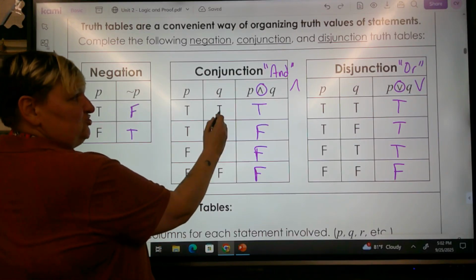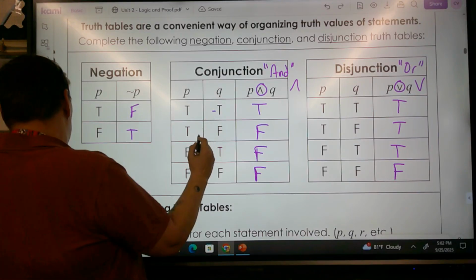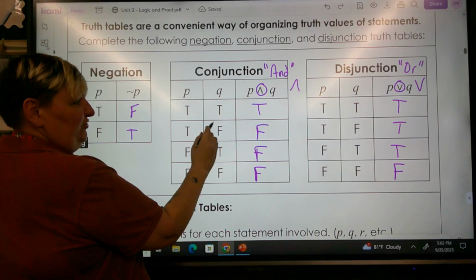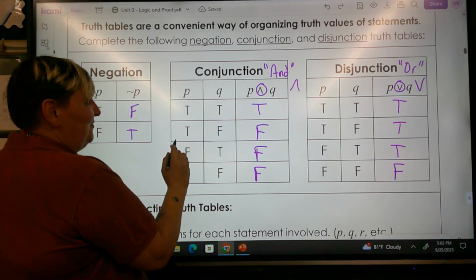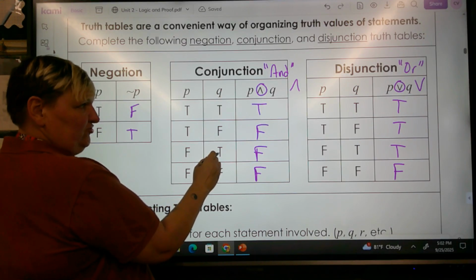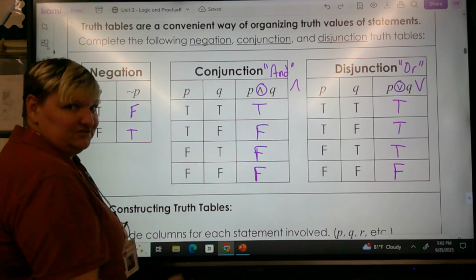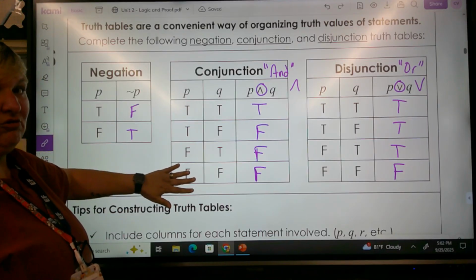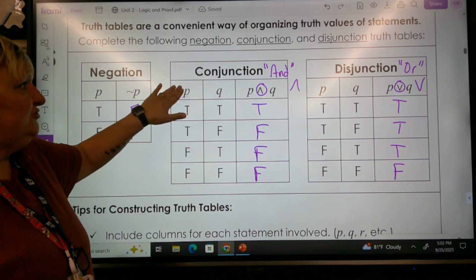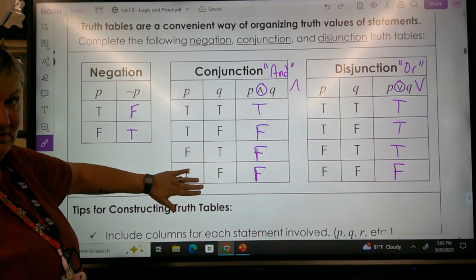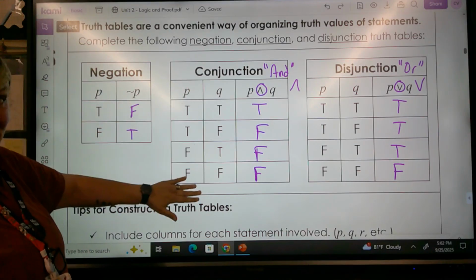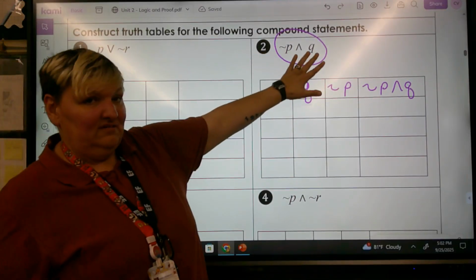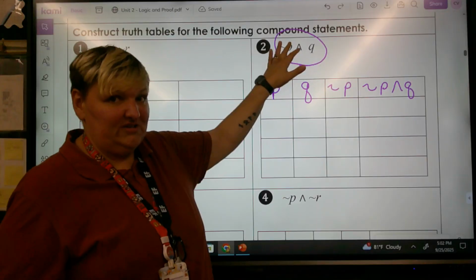Both statements can be true. P can be true and Q can be false. P can be false and Q can be true, or both can be false. Right? There are four possibilities, possible outcomes. If there are two statements, there are four possible outcomes. This pattern can be applied to any truth table that has two statements.